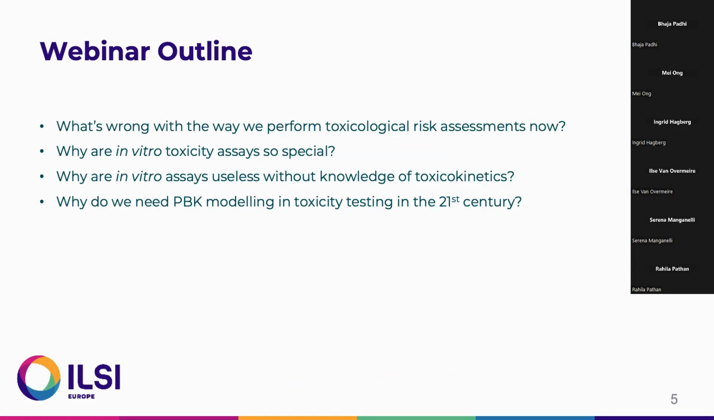So the outline of my presentation is as follows. I'll be answering basically these 4 questions. What's wrong with the way that we perform toxicological risk assessment now, and I will focus on toxicokinetics, of course. Then I'll try to answer why it's so important to look at in vitro toxicity assays. This was covered by Bas yesterday. But what I'm going to answer predominantly is why in vitro assays are actually useless without the knowledge of toxicokinetics. And once you have that knowledge, why do we need PBK models in this context of next generation risk assessment or toxicity testing in the 21st century?